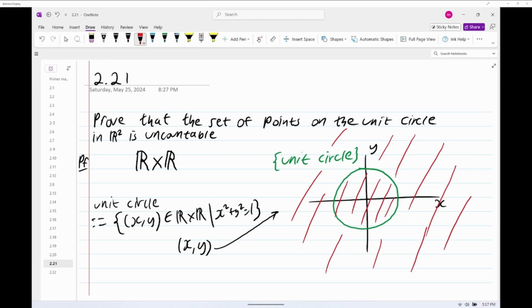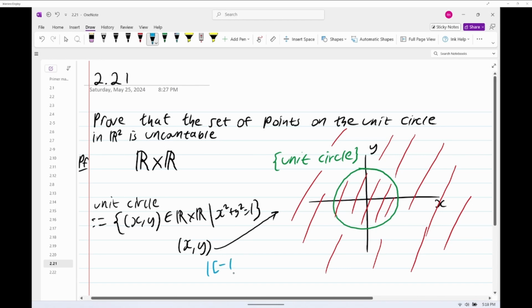All we have to show is that this set surjects, that is, there's an onto function from this set onto R, or equivalently, any subset of R with equal cardinality to R. In particular, the cardinality of the interval -1 to 1 is equal to the cardinality of R. And we got -1 over here, and we got 1 over here.